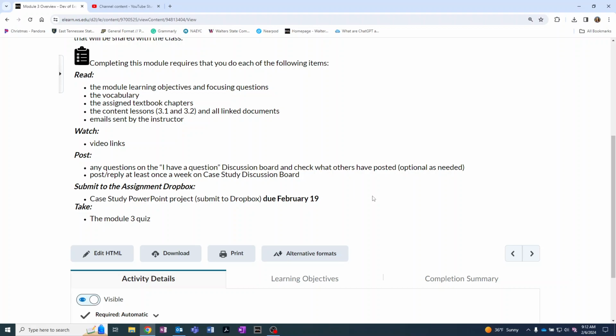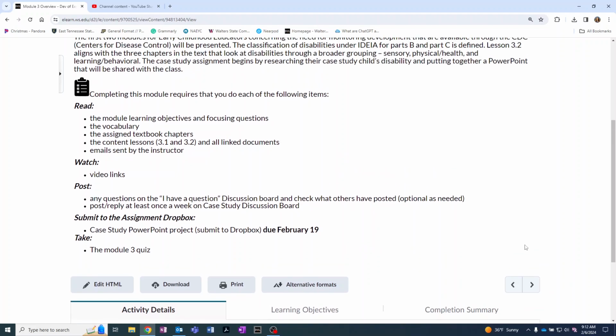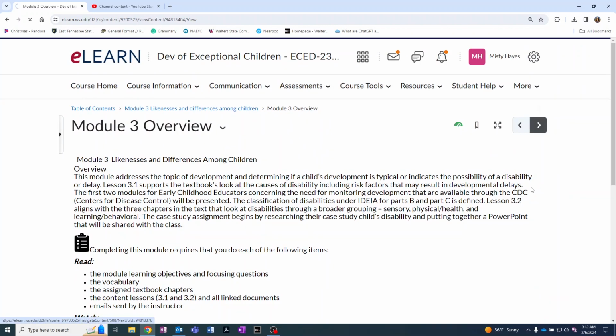So, looking at the actual assignment and how you're going to be assessed is going to be two things. It will be your quiz for Module 3 as well as the case study PowerPoint project that will be due. I extended the due date. I know on the calendar it says the 18th, but I went ahead and gave us an extra day because I know this is a big project. So it is due February 19th. So just make sure that you put that in your notes so you know the due date of when it's due.